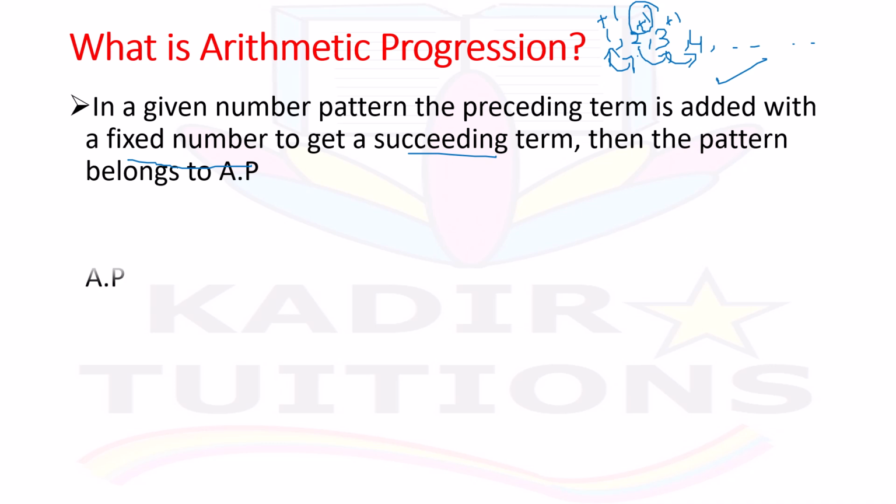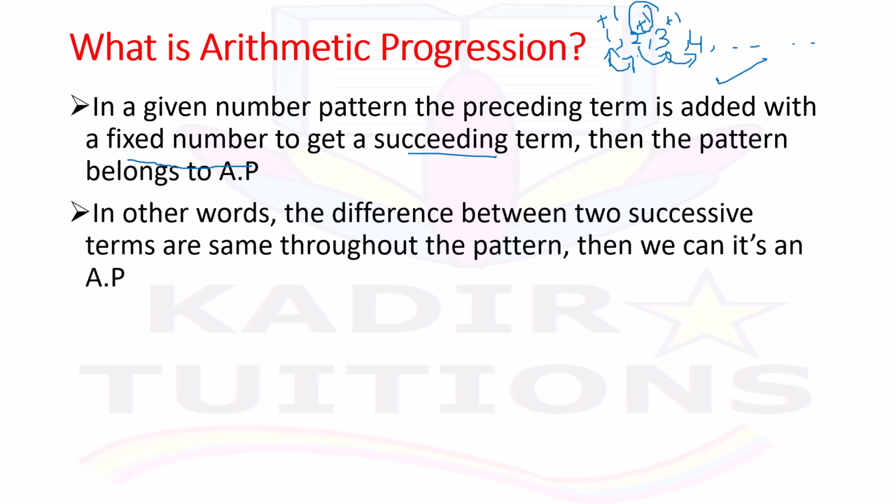Or we can say the same AP definition in another way. What is that? If the difference between two successive terms is the same throughout the pattern, then we can say it's an AP. See, the same example I'm taking: 1, 2, 3, 4, etc. What they are saying here is two successive terms. Take 1, 2 and 2, 3, 3, 4. They are two successive terms, right? So we are going to find the difference between these two successive terms, and if all these differences are the same, identical, then I can say it's an AP.